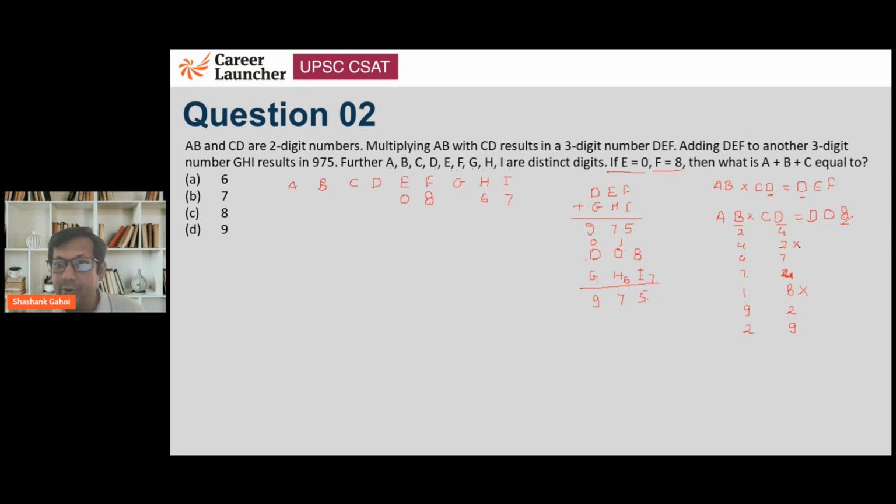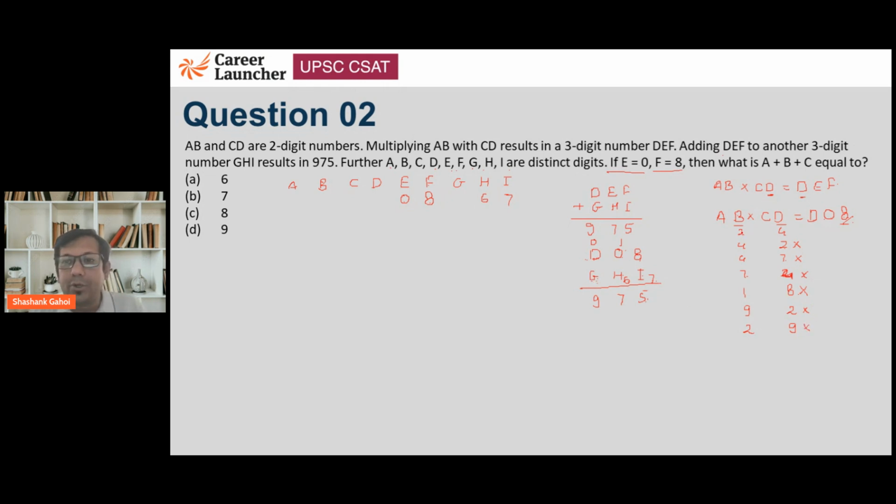So D cannot be 2, D is rejected. D also cannot be equal to 7, right? Because I is 7. This also cannot be true, so rejected. Now if D is 9, G is going to be 0. If G is 0, then it can't be a 3-digit number, so this is also rejected.